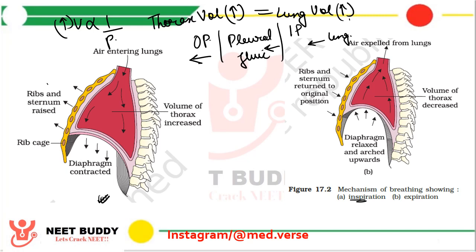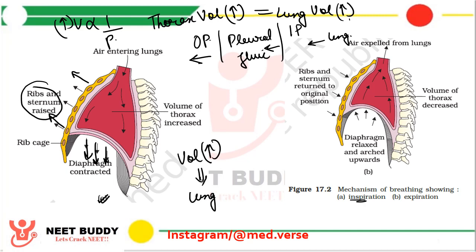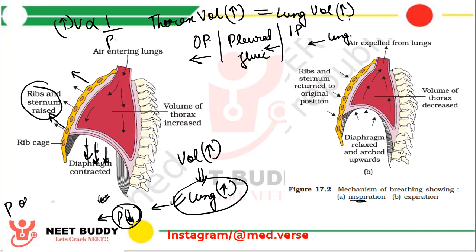So during inspiration, the ribs and sternum are raised. When the ribs are raised and the diaphragm moves down, obviously the volume of the thoracic cavity is increasing. The volume of the lung will also increase, and as soon as the volume of the lung increases, the pressure in the lung will fall. As soon as the pressure of the lung becomes less than the atmospheric pressure, the air will start gushing in, coming into the lung.